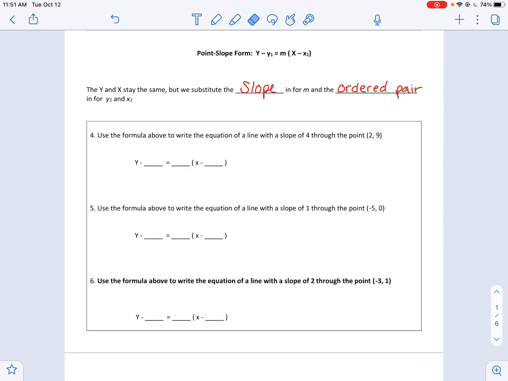Hi, welcome to our point slope video in Algebra 1. Today we're going to talk about how to write the equation of a line in point slope form.